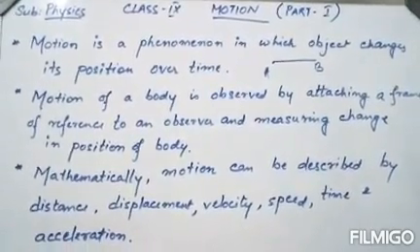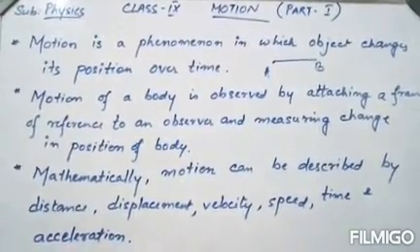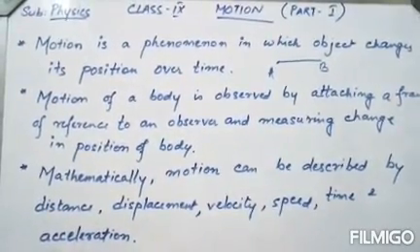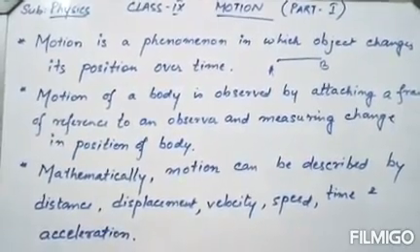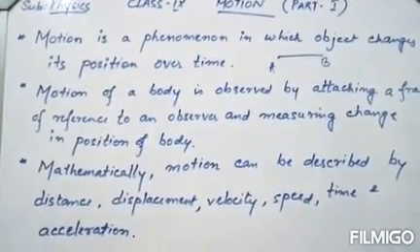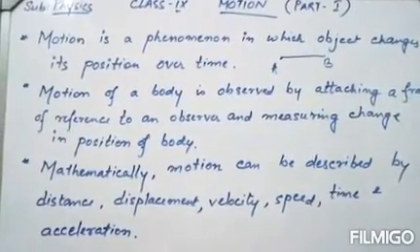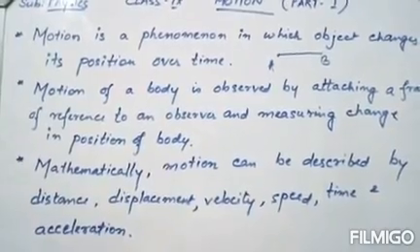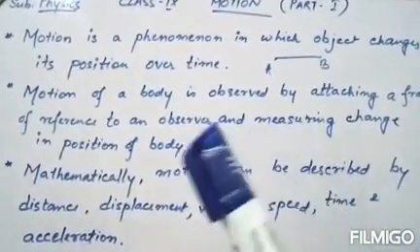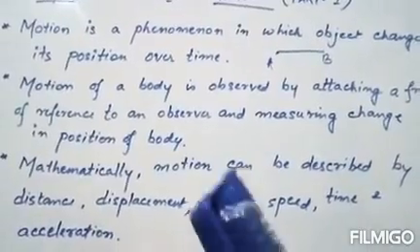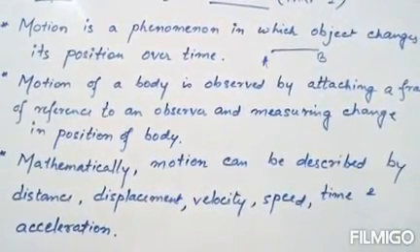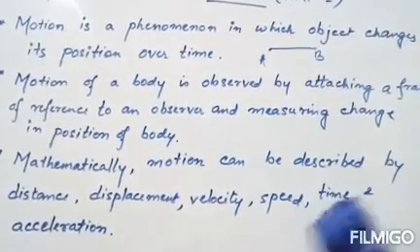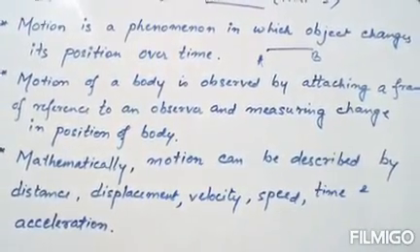Remember the example of the bus that I gave you. The bus is moving, you and your friend boarded onto the bus, and with respect to your friend you are not moving. But if you compare yourself with the place from where you boarded the bus, with respect to that you are in motion. And third one is motion can be described by distance, displacement, velocity, speed, time and acceleration. Okay, note it down.